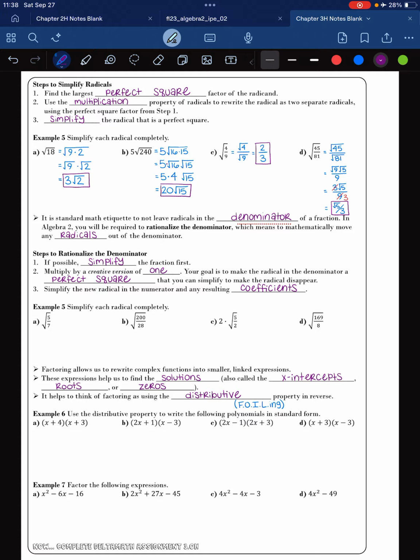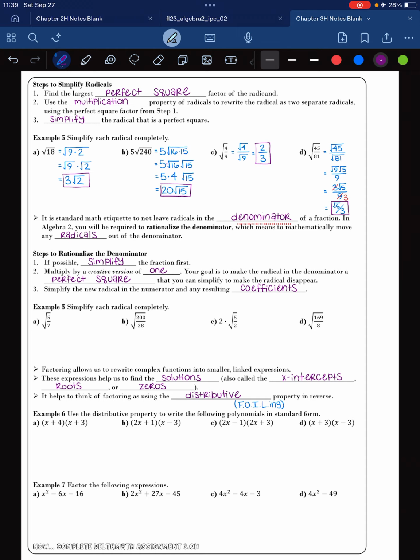It would be really annoying if every single one of us got a different answer, but we're all right, they're just not all in the same form. So part of the reason for these math etiquette things is just to make sure that when we are comparing things, it's obvious that things are the same or they're different. So one of the things we do in order to do that is we don't leave radicals in the denominator. So we call the process of getting the radical out of the denominator rationalizing the denominator.